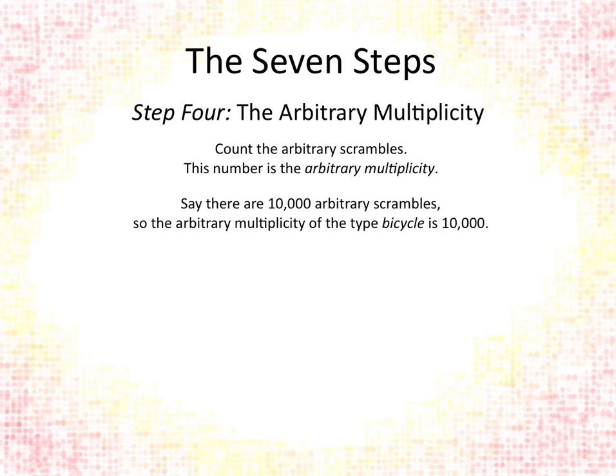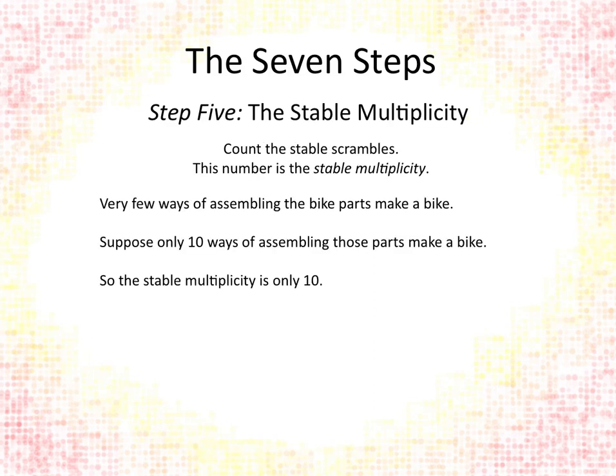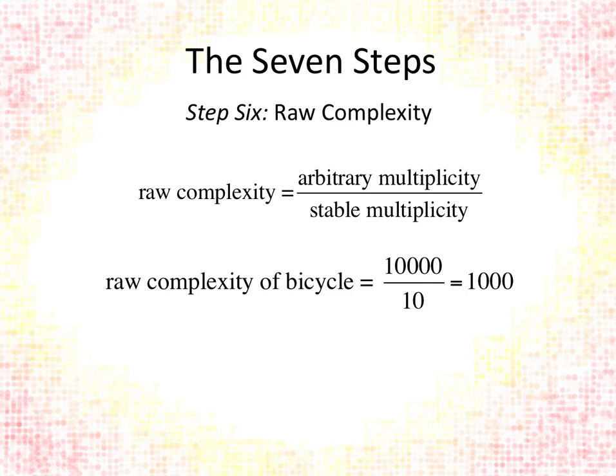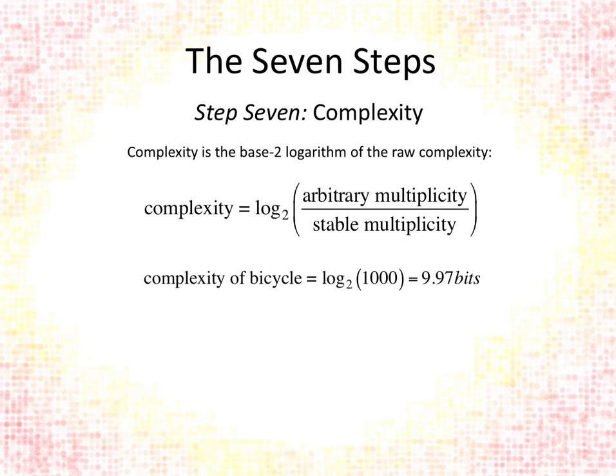Step 4, we count the arbitrary multiplicity, right? That's the number of arbitrary scrambles. We're going to just say again for comparison that there are 10,000 of those. We count the stable multiplicity in step 5, and we're going to say very few ways of assembling the bike parts make a bike. Let's say only 10 ways of assembling those parts make a bike. So the stable multiplicity is only 10. We get the raw complexity by dividing the arbitrary multiplicity by the stable multiplicity. 10,000 divided by 10 is 1,000. That's the raw complexity. We take the base 2 logarithm. The complexity of a bicycle is the base 2 logarithm of 1,000, which is almost 10 bits, 9.97 bits of information.